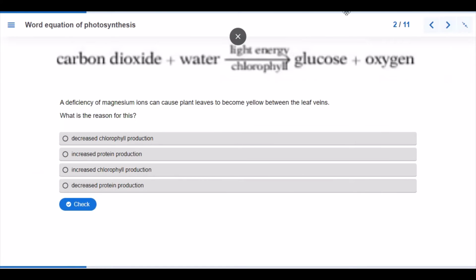The word equation of photosynthesis: carbon dioxide reacts with water in the presence of light energy and chlorophyll to give glucose and oxygen.